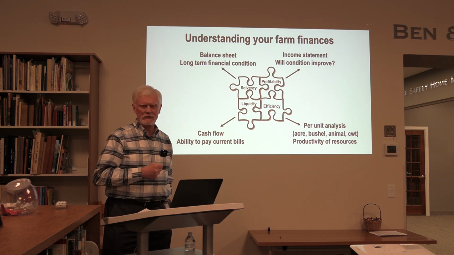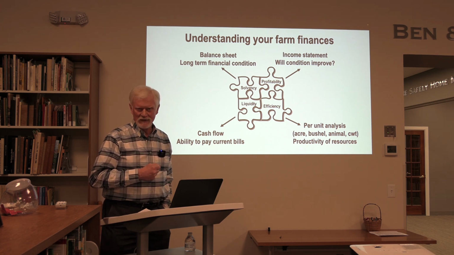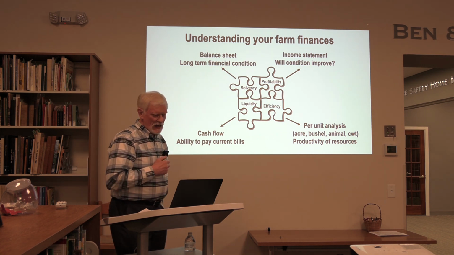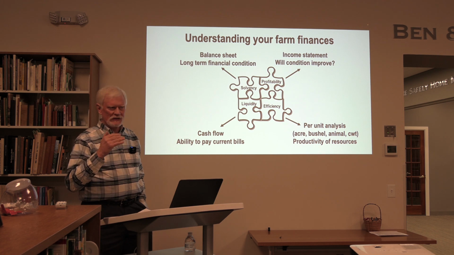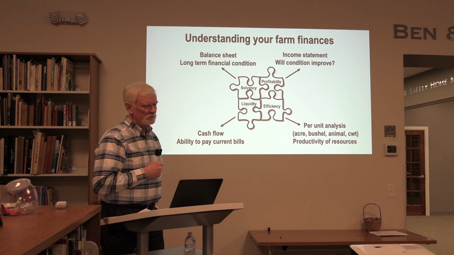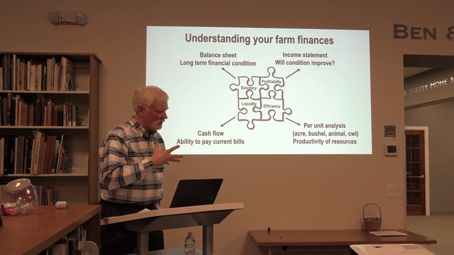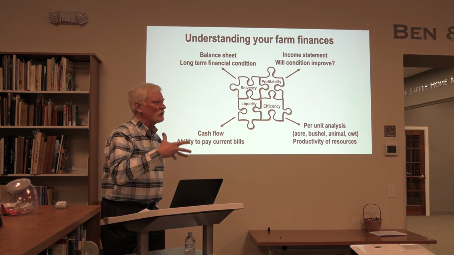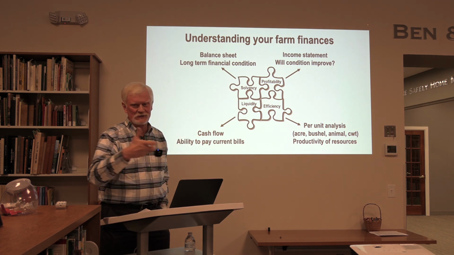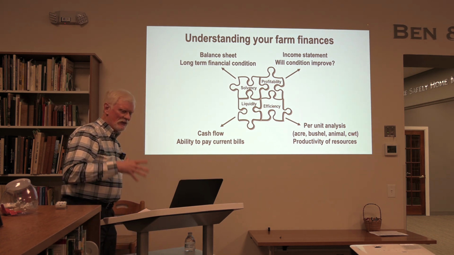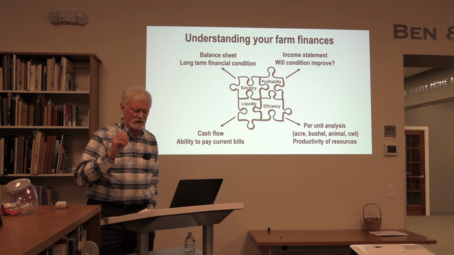The income statement. Will the condition improve? Is your long-term financial condition going to improve? Income statement is how much money are we going to make this year? Profitability. Cash flow simply looks at money flowing through your personal checkbook, your savings account, your checking account, or your business, how much money is flowing through your business. If you have as much flowing in as is flowing out, fine. If you've got more flowing out than flowing in, you've got a cash flow problem. And then per unit analysis, this is efficiency.